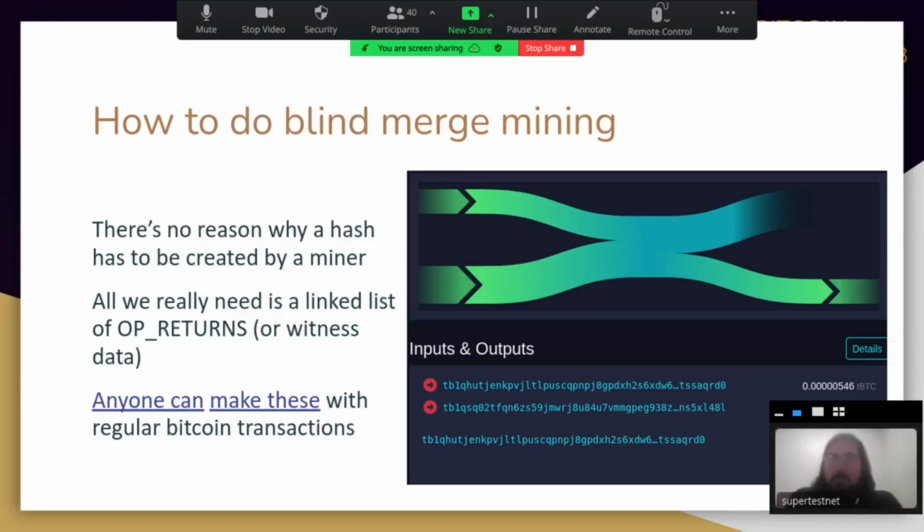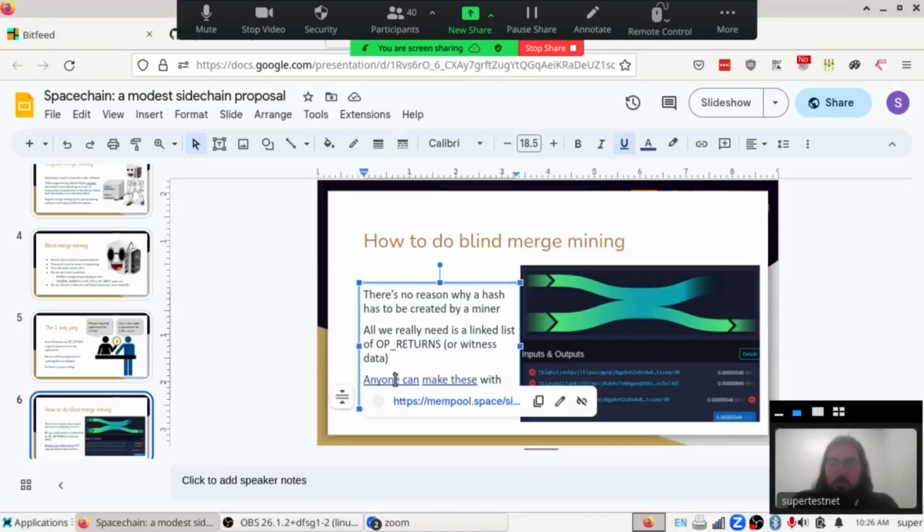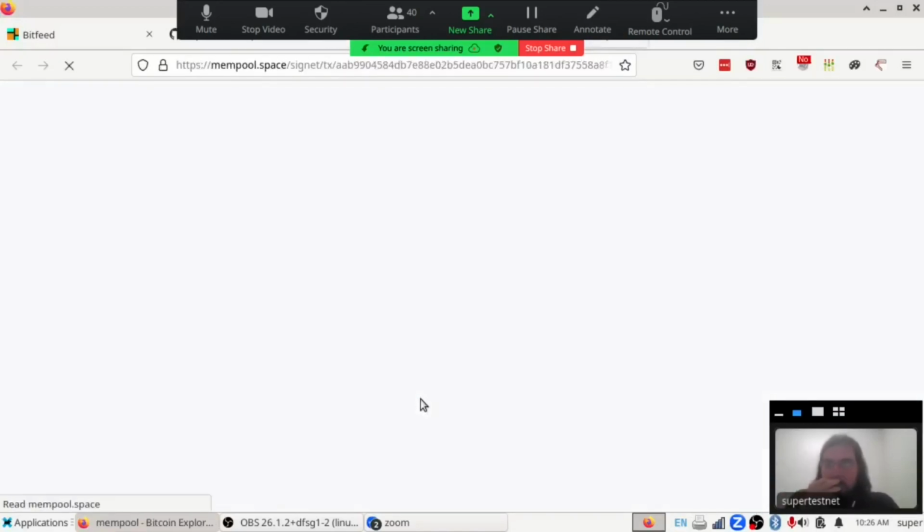Like, a blockchain is a linked list. And here we're just linking to a hash, and then you actually go get the full block from the sidechain network. So all we really need is a linked list of op returns, or you can do this with witness data like ordinals do. But we can do that. We don't need a soft fork for that.